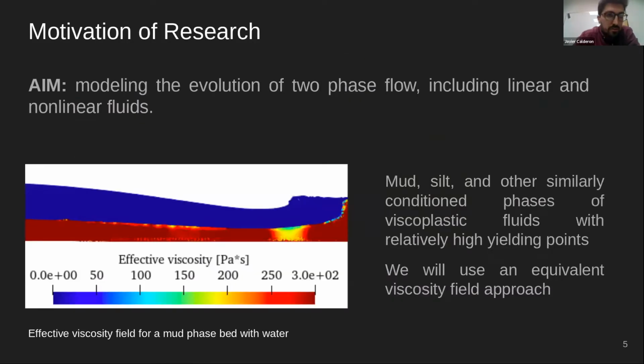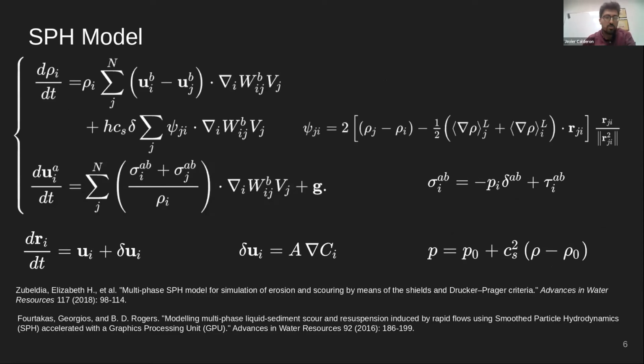So after this, the aim that we set is to be able to model the evolution of a two-phase flow that includes both linear and nonlinear fluids. And this includes mud, salt, and other phases of viscoplastic fluids that might or might not have high yielding points. And for that, we are going to use an equivalent viscosity field approach. So this is the SPH model that we are using.